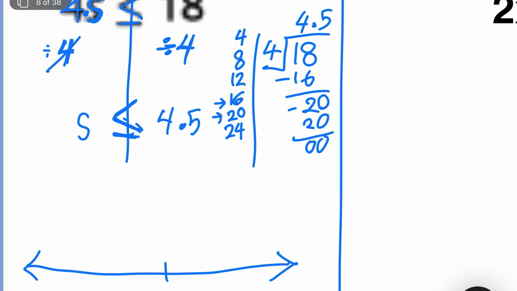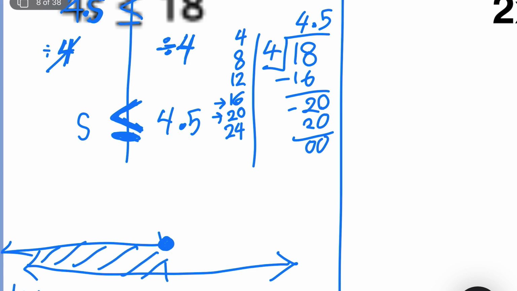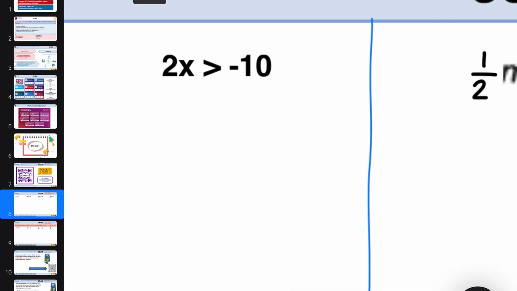Because it's less than or equal to, just draw a closed circle. And since it's less than, just follow the direction. Go to the less side, okay? Now let's solve this example.